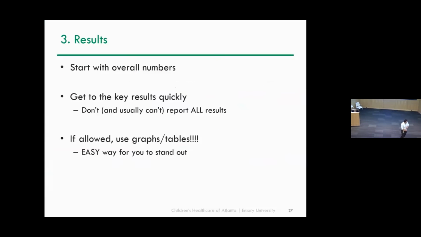Let me go back here. So tables and figures. For instance, use the American Heart Association example. They limit your character count to 1,900 characters. Any table or figure that you put in counts as 250 characters. That's it, right? You can say a lot more in a picture or a table than you can say in 250 characters of words. So use them and it helps you stand out.